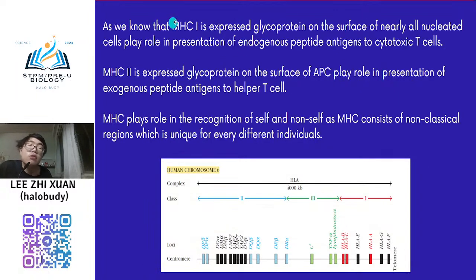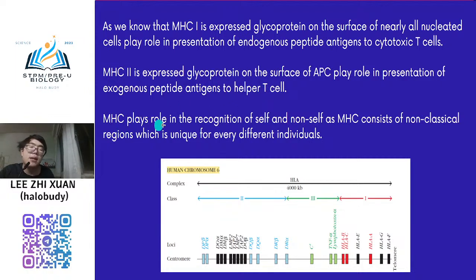So as we know, MHC class 1 expresses glycoprotein on the surface of nearly all nucleated cells and plays the role in presentation of endogenous peptide antigen to cytotoxic T cell. Okay, so MHC class 2 expresses glycoprotein on the surface of your antigen presenting cells like the macrophage and also B cell, and plays the role in presentation of peptide antigen to helper T cell.